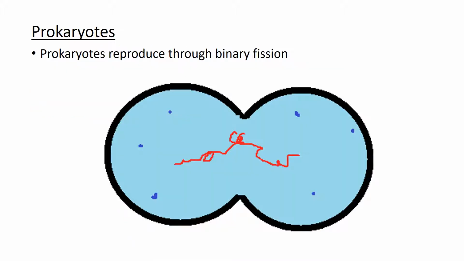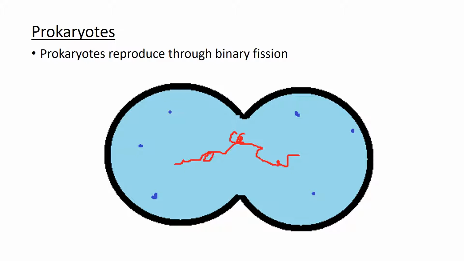Prokaryotes reproduce through binary fission. Virtually all prokaryotes reproduce through binary fission. A handful of exceptions, but they're not important for our purposes. Binary fission involves copying the DNA and then splitting in half. So that's what's happening in the cell.